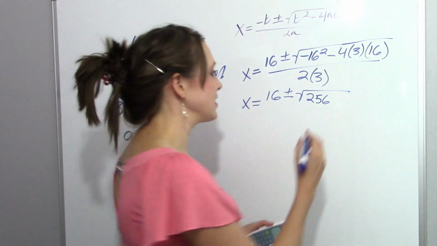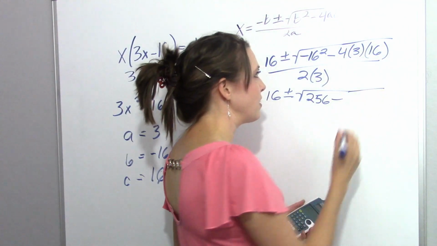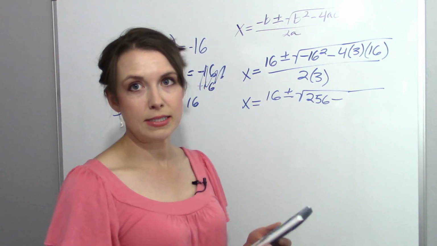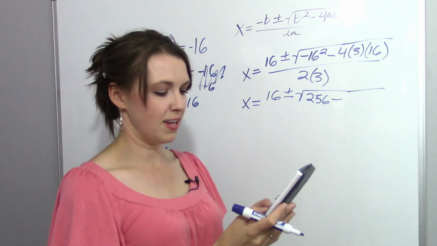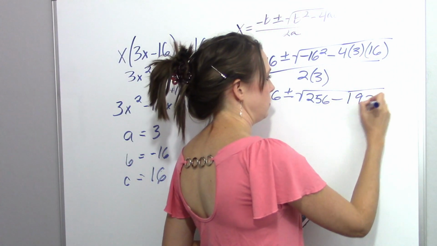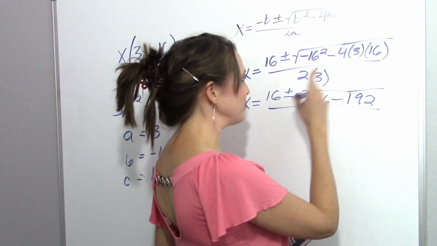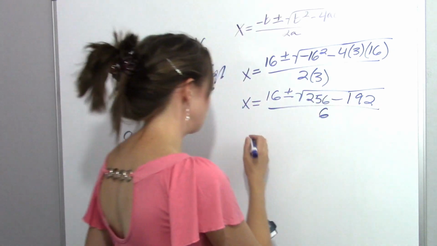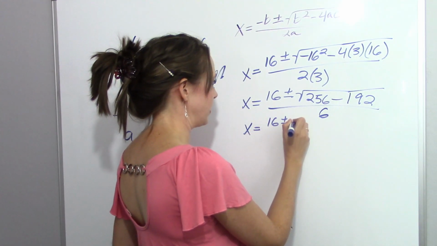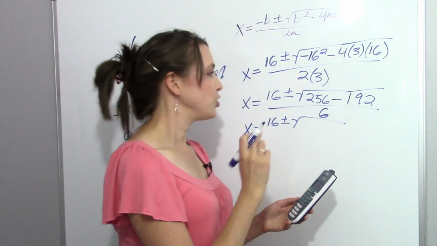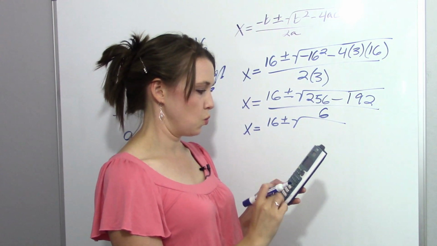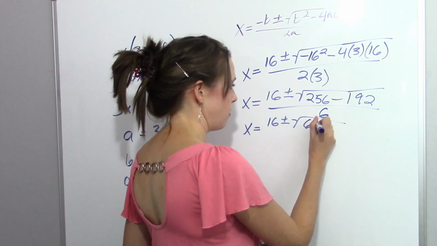So 256 minus, okay, 3 times 4 is 12. 12 times 16, let's do it. 12 times 16 is equal to 192. All over 2 times 3, which is 6. So I have x is equal to 16 plus or minus the square root of 256 minus 192. So 256 minus 192 is equal to 64.